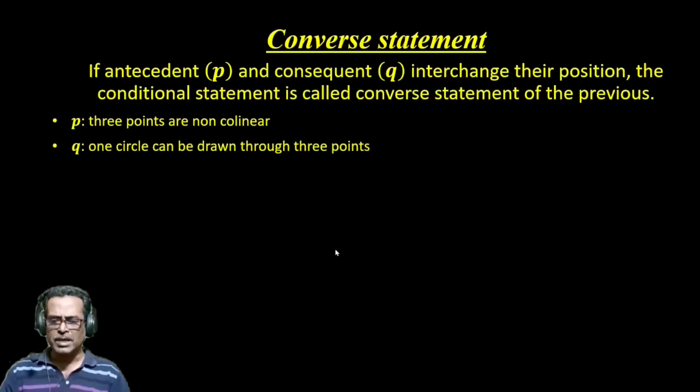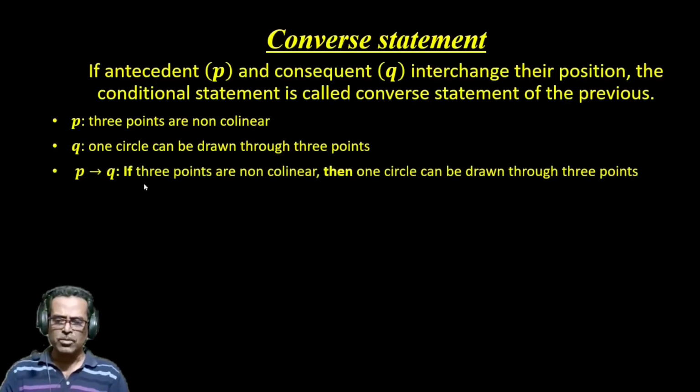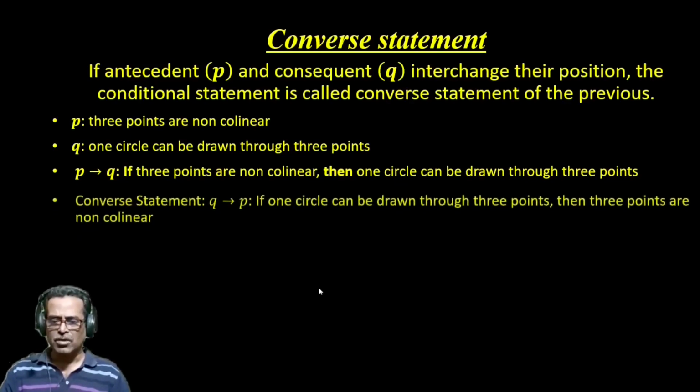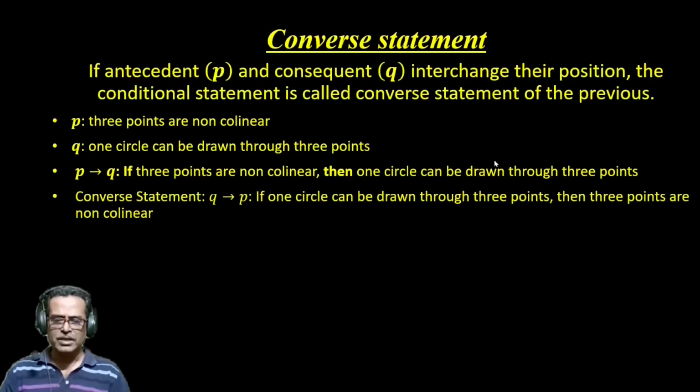Q: one circle can be drawn through 3 points. P to Q: if 3 points are non-collinear, then one circle can be drawn through 3 points. And its converse statement, Q to P, just reverse the statement: if one circle can be drawn through 3 points, then 3 points are non-collinear.